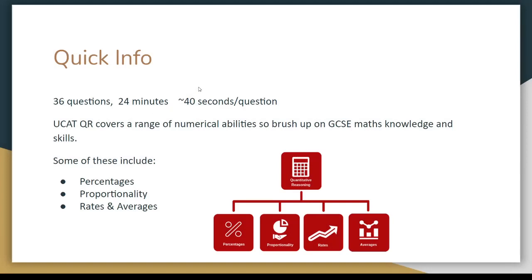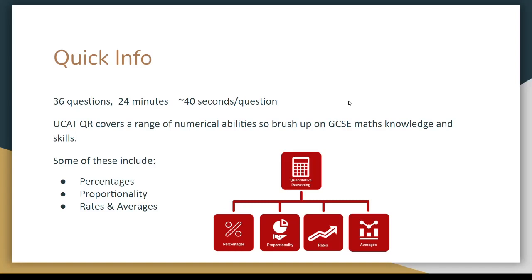We have some quick info here: 36 questions to be done in 24 minutes. That's approximately 40 seconds per question. This part of the UCAT covers a range of numerical abilities and skills. This would have been from GCSE maths time, so if you haven't done GCSE maths in quite some time, it'd be best to brush up on this.